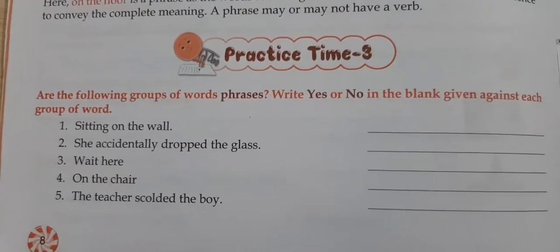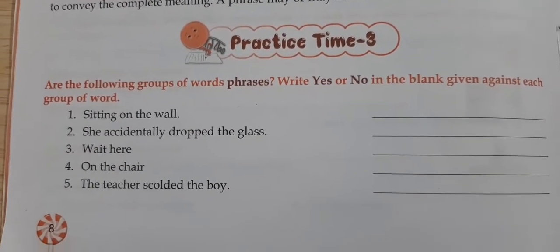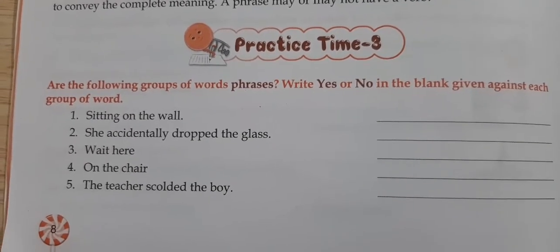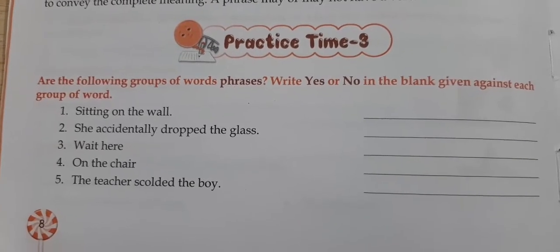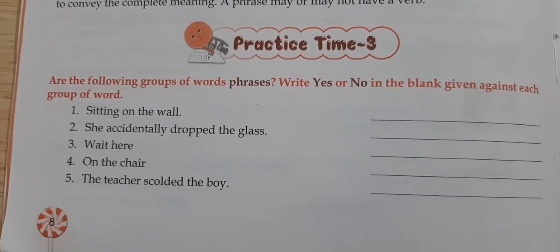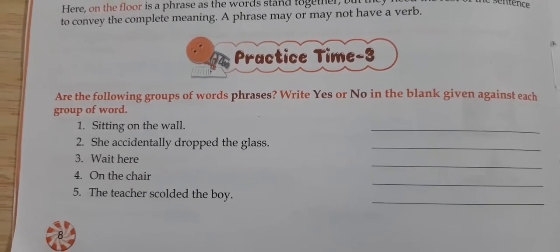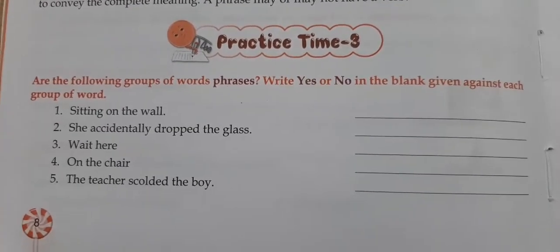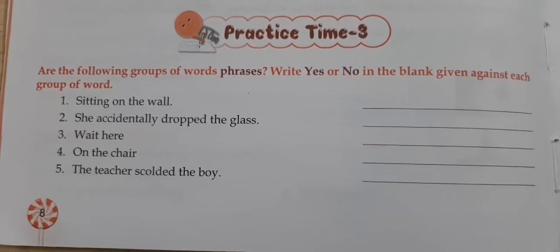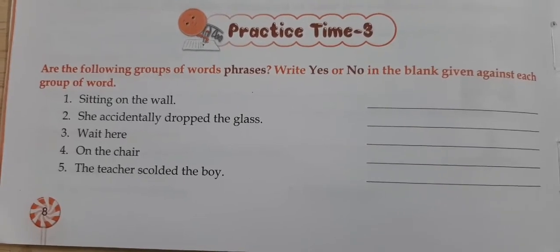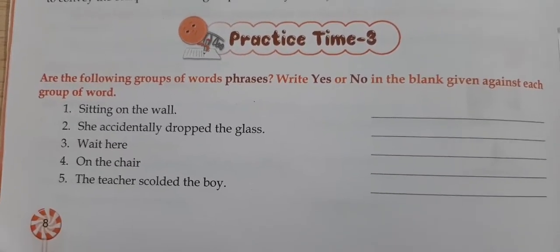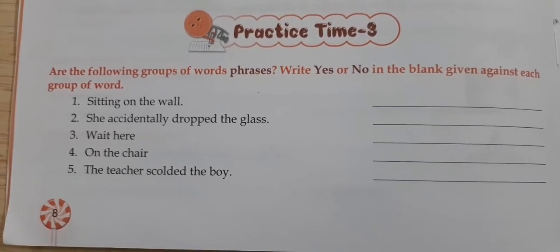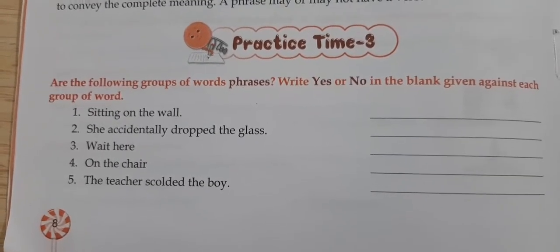Now, our third activity is a practice time. Are the following groups of words phrases? Write yes or no in the blank given against each group of words. A phrase is a group of words which doesn't make a complete sense. It is not a sentence, it is a part of a sentence. It does not contain subject and verb altogether. It can either have subject or verb.